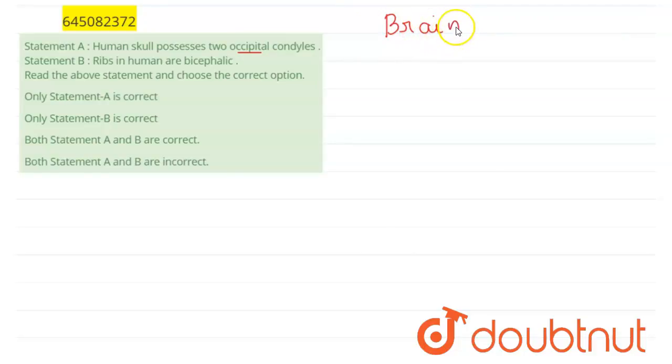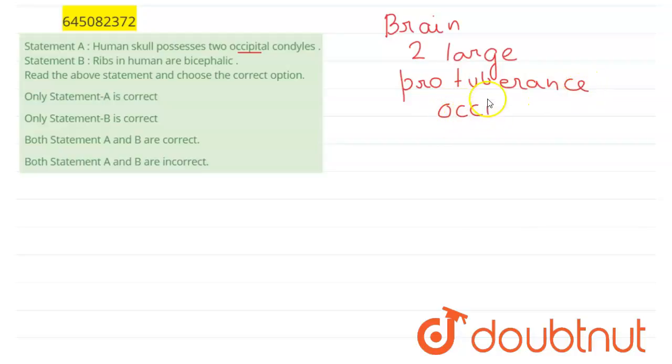So the human skull has two large protuberances, meaning something that emerges out. So it has two large protuberances on the undersurface of the occipital bone. So there is an occipital bone on the skull. So there are two large protuberances. I'm writing it down for you. This is the right word. And it is present on the underside of the occipital bone that is present in the skull.